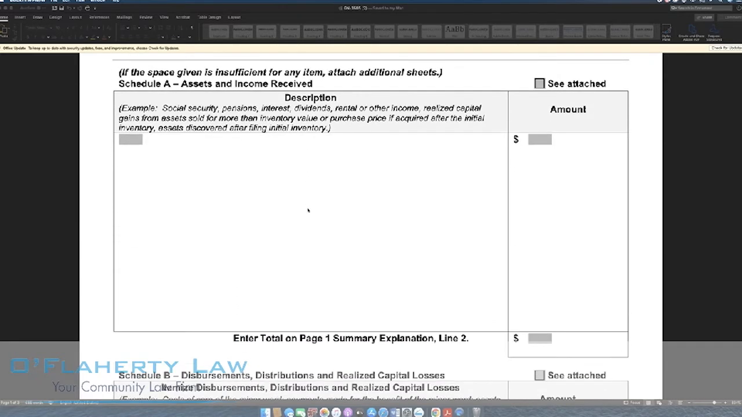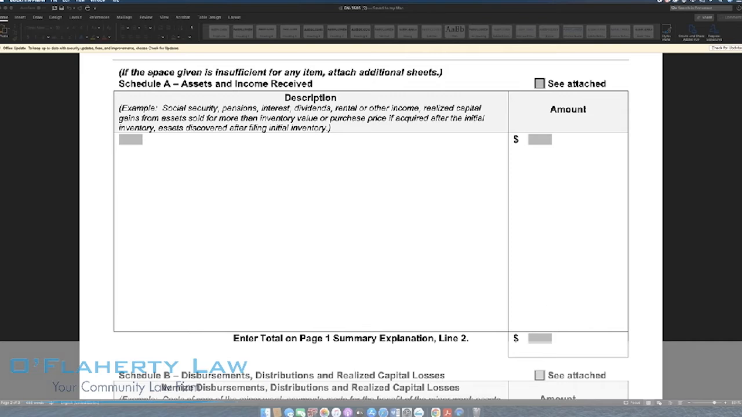So earlier we were talking about Schedule A. Here's Schedule A, where you will describe assets and income received by the minor ward's estate. And you will need to be detailed. If they're getting Social Security, if they're being paid out from a pension, say they had a parent who passed away and they're the beneficiary, that type of thing. Anything coming in that belongs to that minor ward, you need to lay it out right here, and you need to give its accurate value.